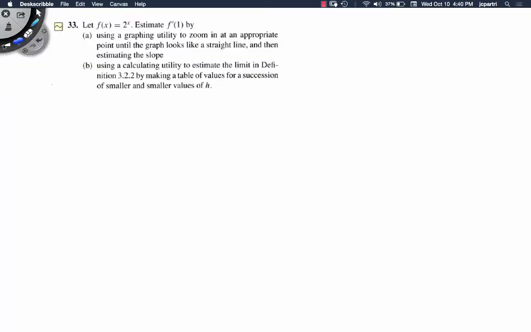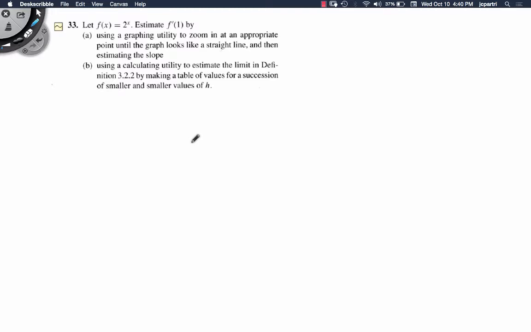Okay, in this video, I want to show you how to use your graphing calculator to solve a problem like this. So this is question number 33 in lesson 3.2. Let f of x equal 2 to the x power. We want to estimate f prime of 1 by using a graphing utility to zoom in at the appropriate point until the graph looks like a straight line and then estimating the slope.